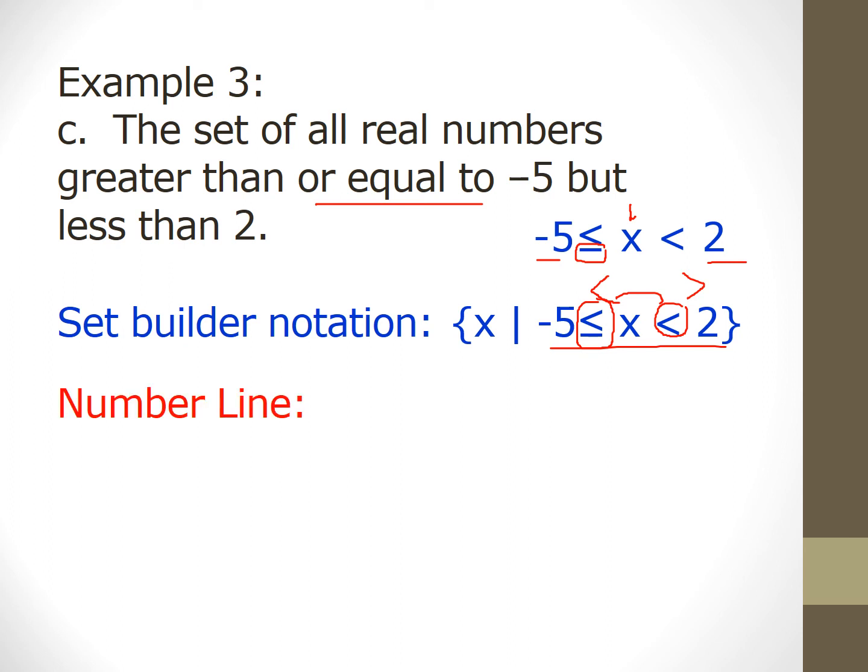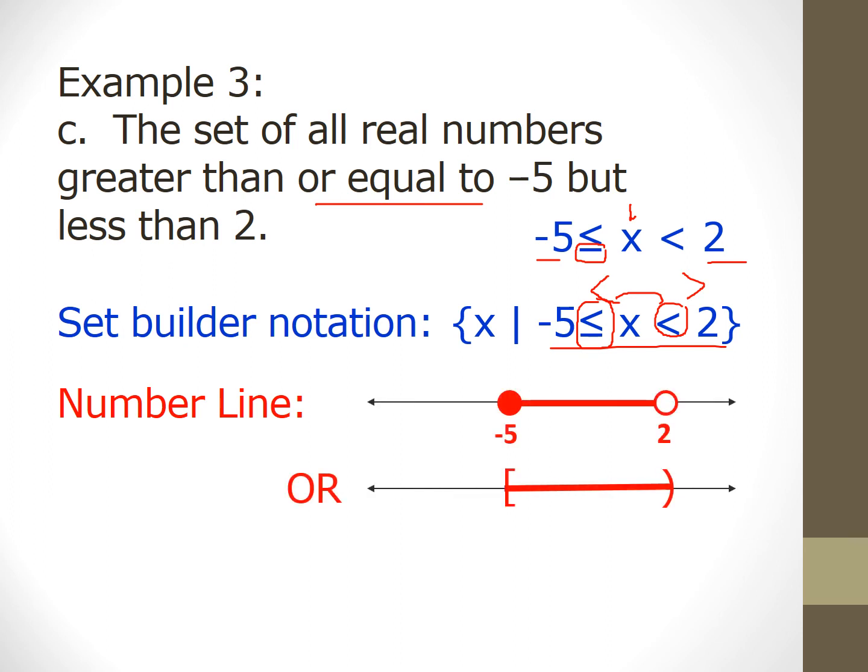Now on a number line, this becomes easy to write because we're including -5 but not including 2. So on the number line, we would just draw a solid bar between -5 and 2 with either an enclosed dot or a square bracket at -5, including, or an open dot or a curved parenthesis at 2, not including.